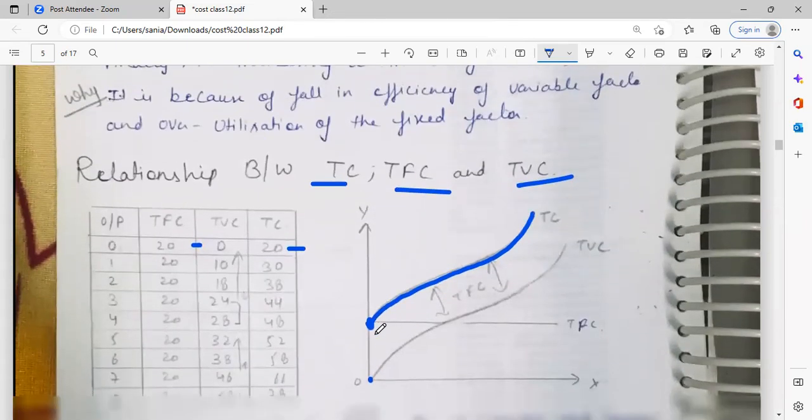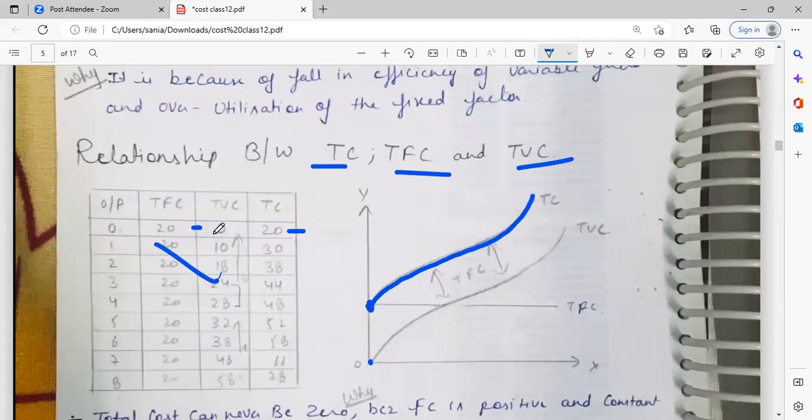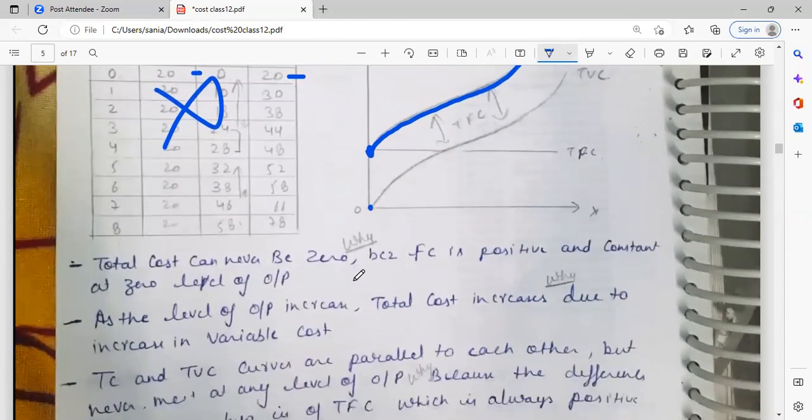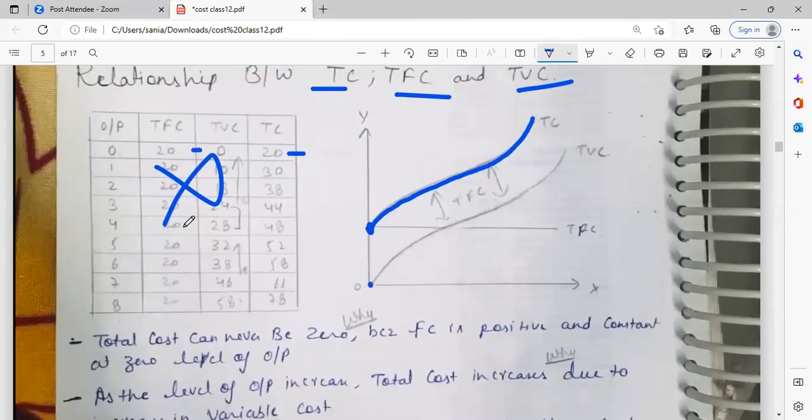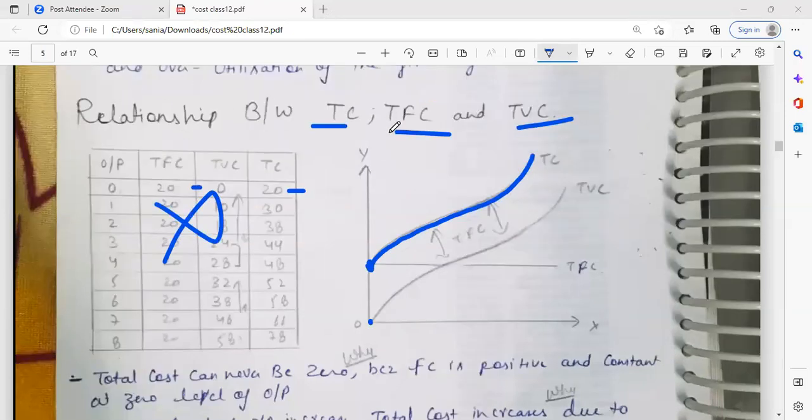Got the relation? So you don't need to draw this table. Whenever it is asked in a paper, like draw and write the relationship between TC, TFC and TVC, you have to draw as well as write. You don't have to draw the table at that time. Clear? So you will first write the relationship, then you will draw this, then you will write the relation. Clear? No need to draw this table.